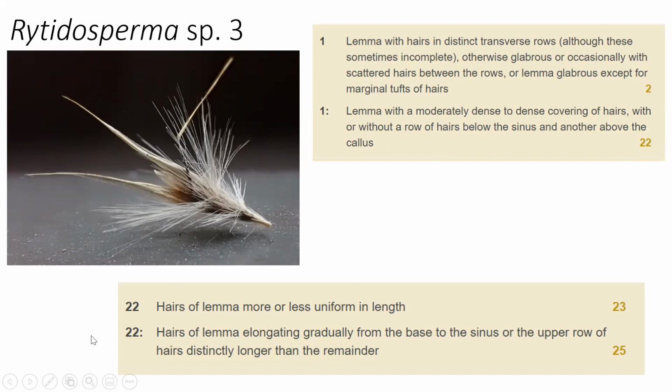So next step, hairs of lemma more or less uniform in length. Or, so these are definitely not, hairs of lemma elongating gradually from the base to the sinus, or the upper row of hairs distinctly longer. So they're distinctly longer. That's unlucky.